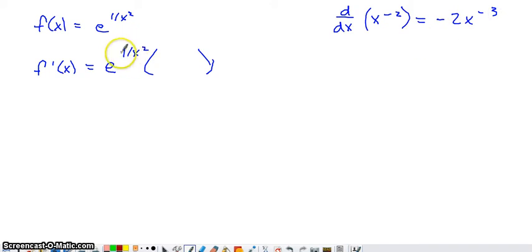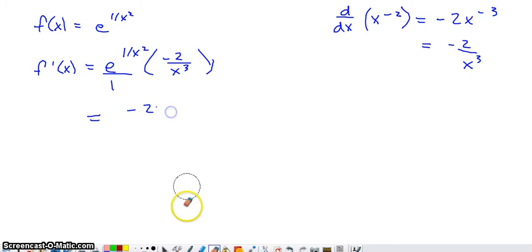Right? So I'm thinking about writing this as x to the negative second. The derivative using the power rule only gives me this, and that can be rewritten as negative 2 over x cubed. So the derivative of the inner function, and the way that I'm going to finish my chain rule here, is by multiplying by negative 2 over x cubed. I'm going to simplify this a little bit. I'm going to take this fraction, e to that power over 1, and multiply it by this fraction. So that's just going to require me to do numerator times numerator, giving me negative 2e to the 1 over x squared, and then denominator times denominator is just going to give me an x cubed. So there's my first derivative.